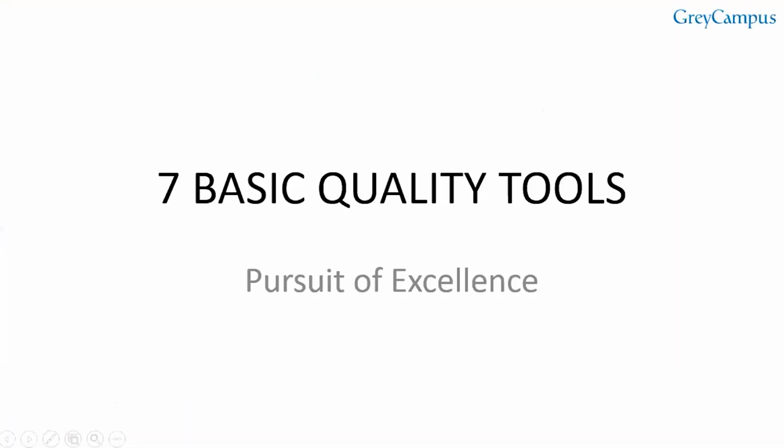So again, we'll be covering the 7 basic quality tools, and this is in pursuit of excellence because we do know that in project management, there is the knowledge area, project quality management. And in that knowledge area, we do plan for quality, we manage quality, and we also control quality. And these 7 basic quality tools will definitely help with planning, managing, and controlling quality in your work environments and even in your personal life, if you so choose.